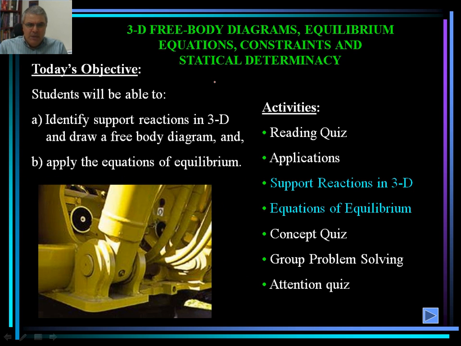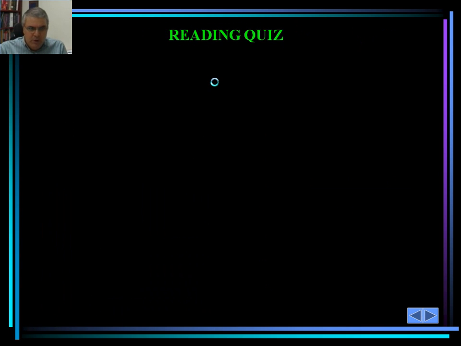The objectives are to identify support reactions in 3D, draw a free body diagram, and apply the equations of equilibrium. As such, activities are listed here: reading, quiz, applications, support reactions in 3D, equations of equilibrium, concept quiz, a group problem solving, and we are going to wrap our session with an attention quiz.